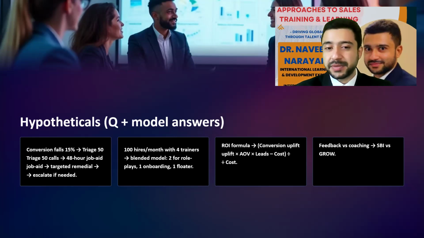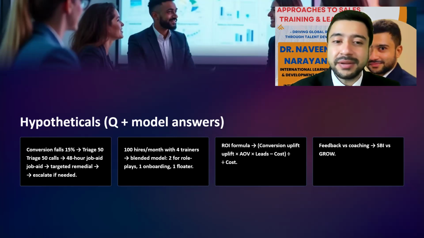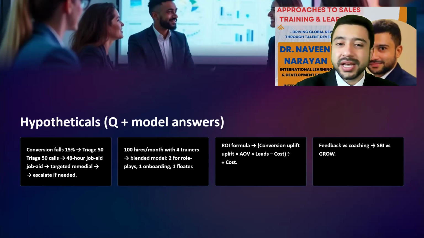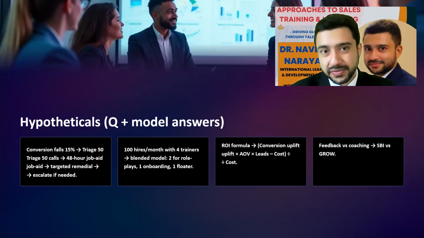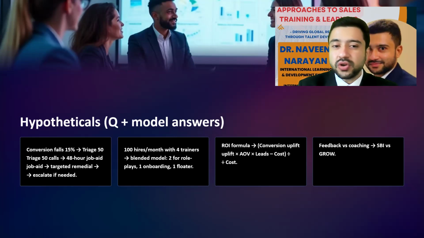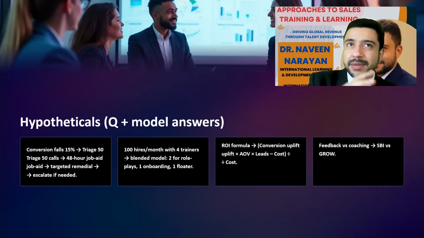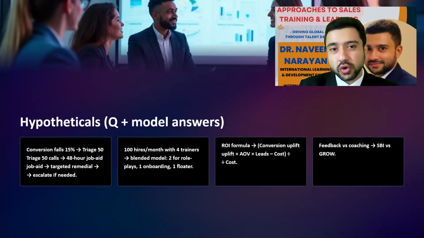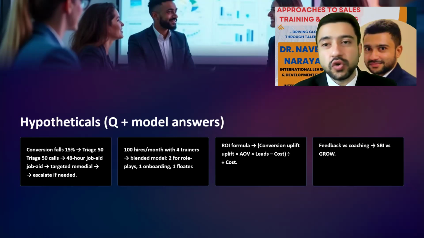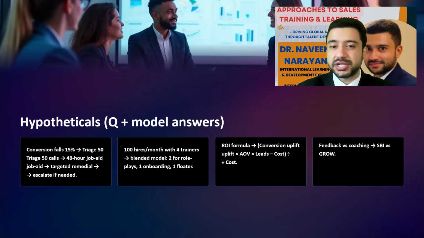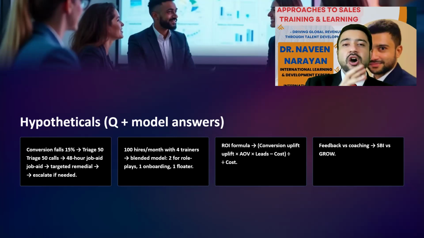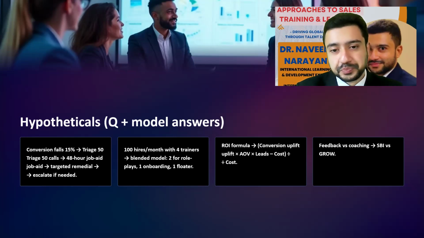Then 100 hires per month with 4 trainers. With a blended model, we can use 2 for role plays, 1 for onboarding, and 1 for floater or coaching. You can decide how these 4 trainers can be used. It depends completely on the objectives we are going to achieve.